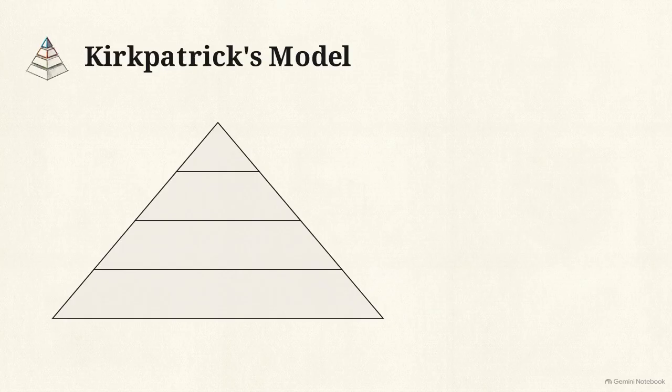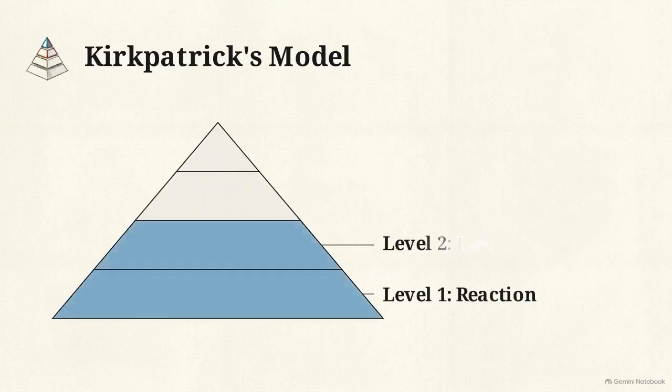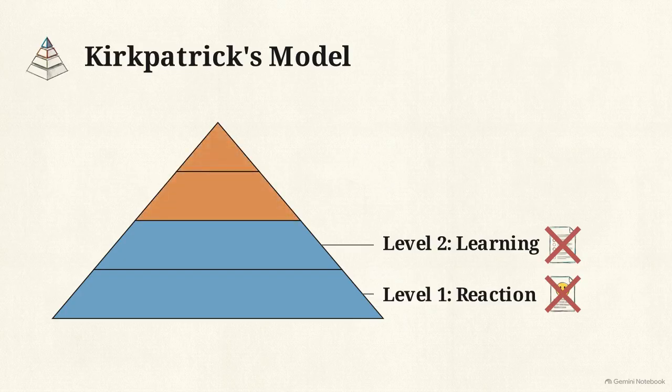To measure the actual impact, we use Kirkpatrick's model. Notice Level 1, reaction, and Level 2, learning, forming the base of the pyramid. Level 1 tracks survey responses, and Level 2 tracks quiz scores. While useful for checking engagement, these metrics alone do not provide enough evidence to show a financial return to the business. The top of the pyramid is where business value is determined.